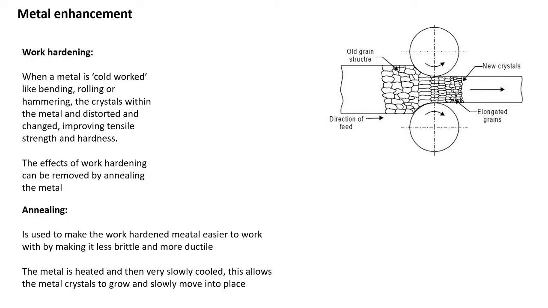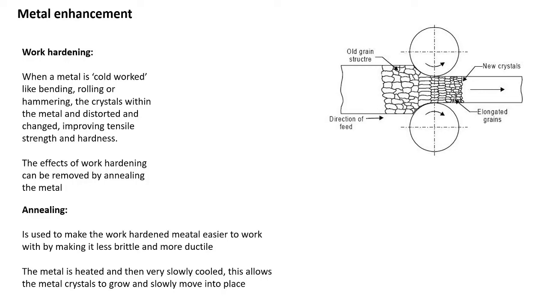So metal enhancement. Work hardening. When metal is cold worked, so there's no heat applied to it, like bending, rolling, hammering, the crystals within the actual metal structure itself are distorted and changed, improving their tensile strength and hardness.